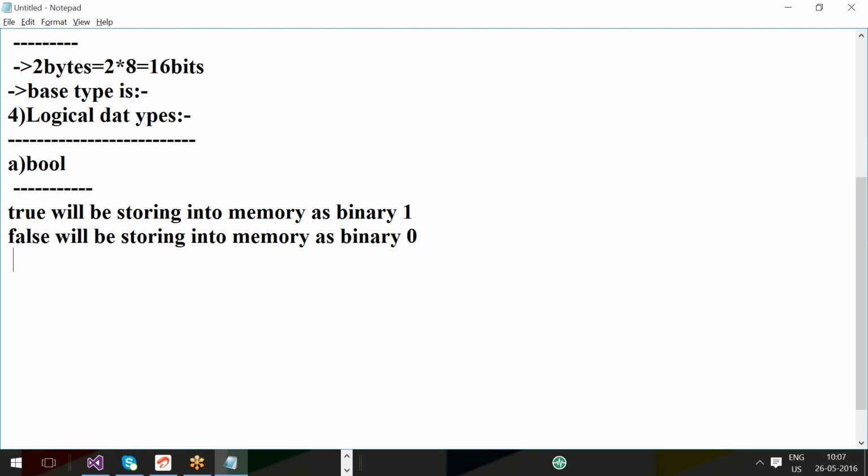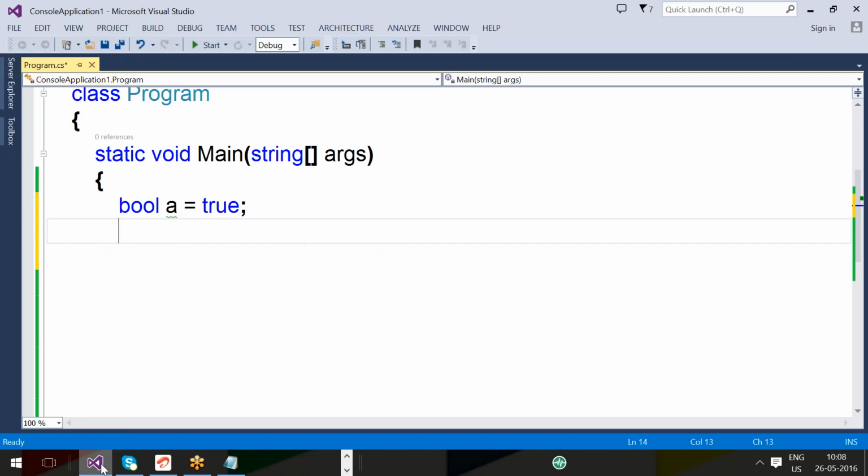One bit, sir. Excellent answer, you are right. The predefined size is 1 bit only, because a bool variable can contain either true or false. True is stored as 1 and false is stored as 0. So 1 bit is enough.